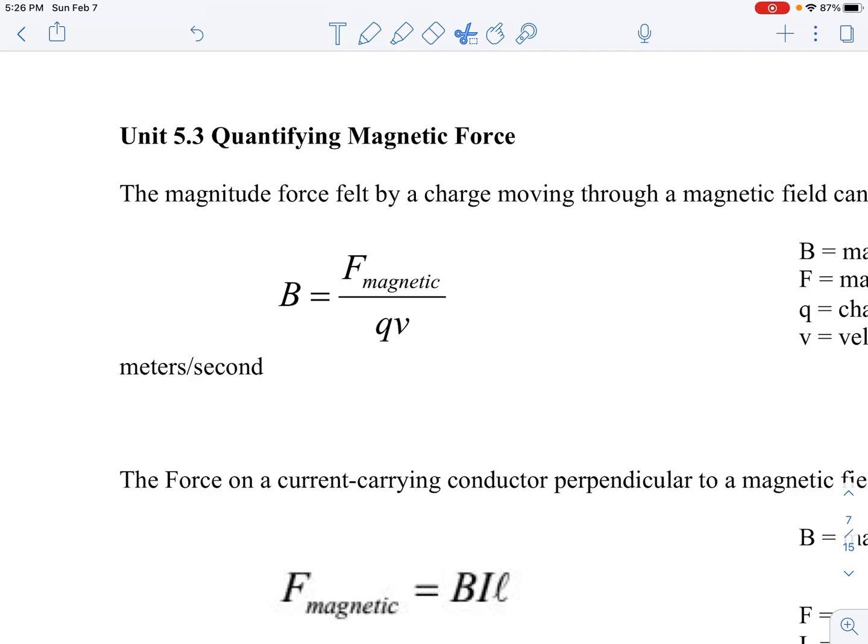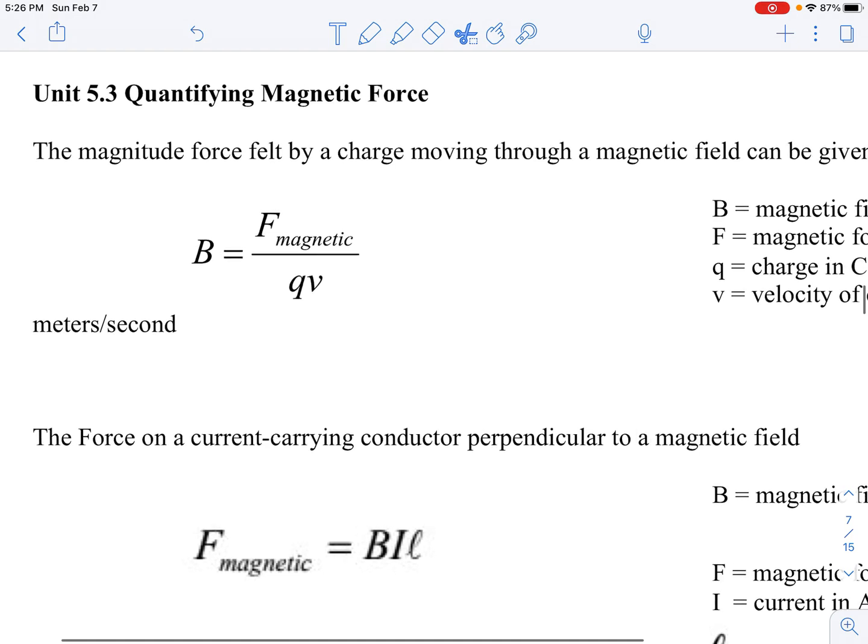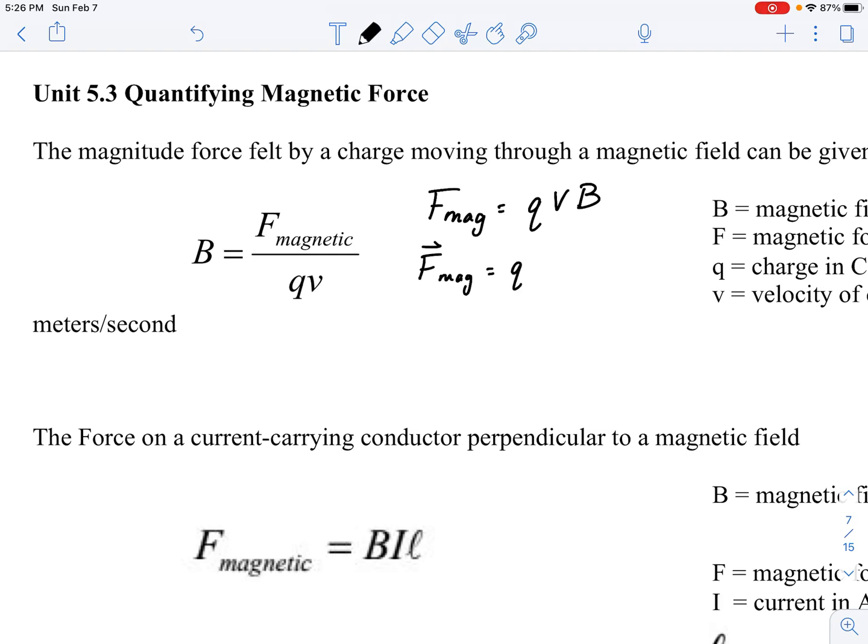So the relationship between the force of the magnetic field and the charge and its velocity are given here. And often you'll see this written as the magnetic force is equal to Q times V times B. Remember that these quantities are vectors. Force is a vector. Charge is a scalar. Velocity is a vector, though. And magnetic field is a vector. It has a direction to it.